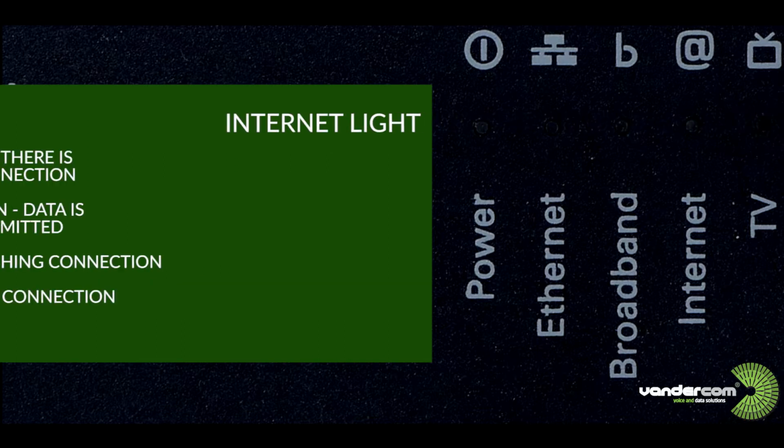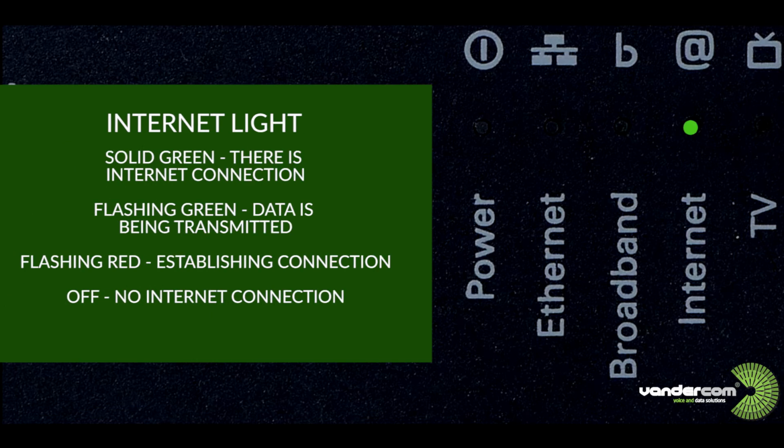Internet. A solid green means there is internet connection. Flashing green indicates data traffic is passing. If it is flashing red, it is establishing connection. And when off, there is no internet connection.